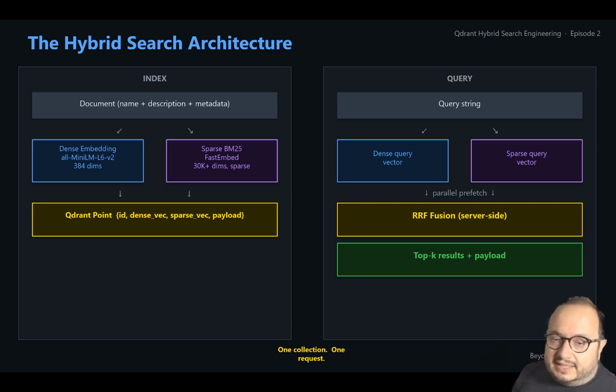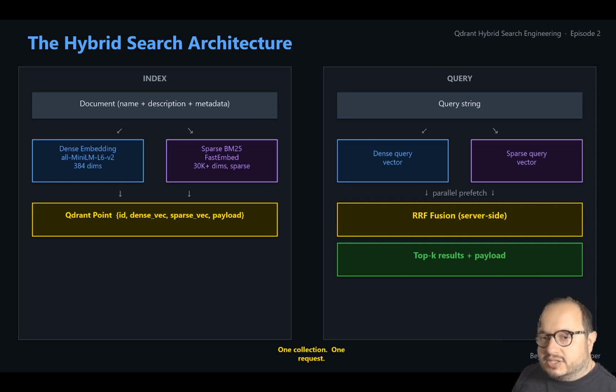On the query side, a user sends a query string. We generate both representations of the query, dense and sparse, and send them to Qdrant in a single prefetch request. Qdrant runs both searches in parallel on the server, fuses the candidate lists using RRF, and returns the top k results with payloads. One collection, two vector spaces, one request.